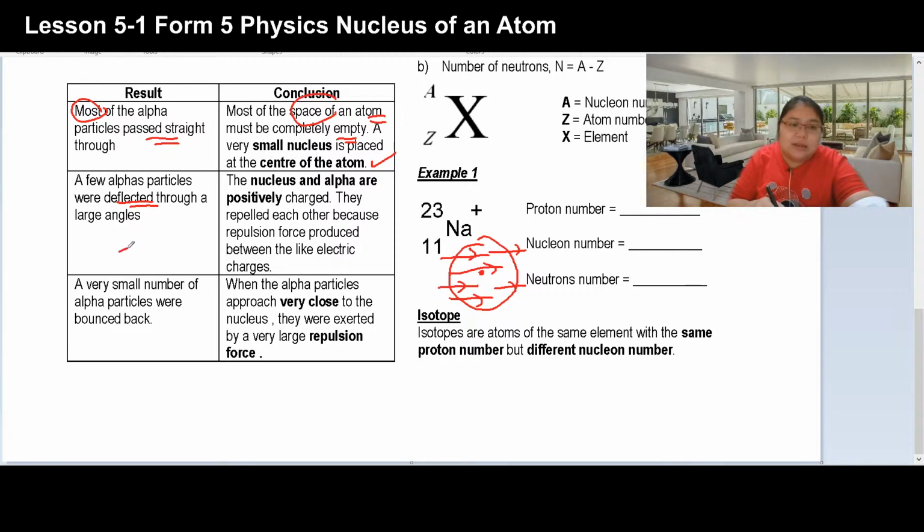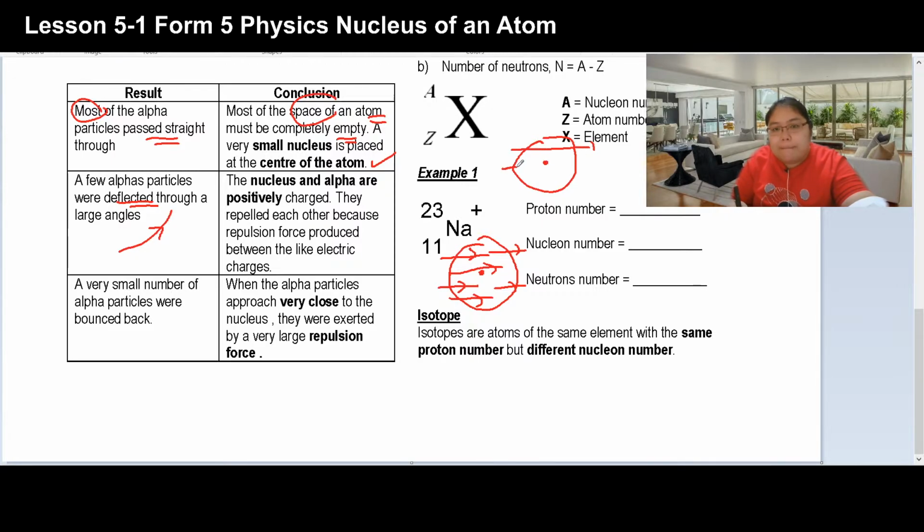Okay, that means they got deflected with a small angle. Deflected means the nucleus and the alpha are positively charged, so that's why they will be deflected. Remember, positive and positive, they will repel. So this one is your atom. Many go straight, right?